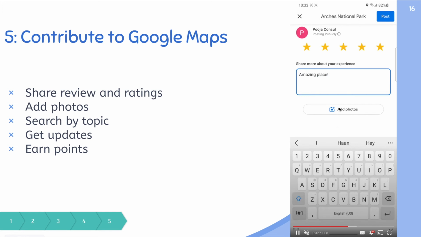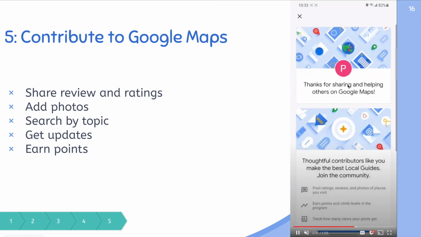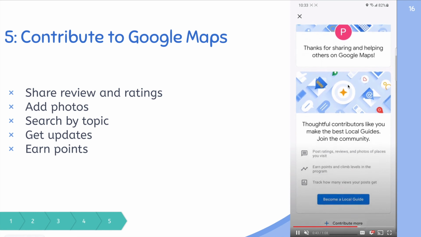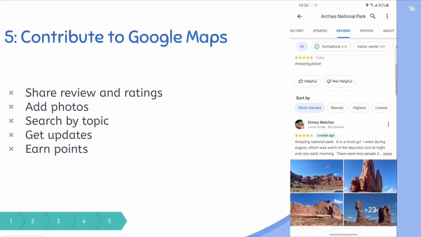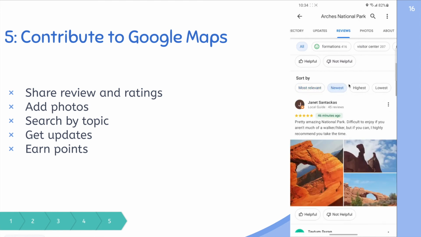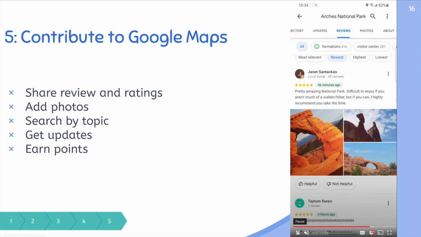तो मैंने एक review छोड़ दिया इसके लिए, 5-star rating and amazing place. Now this review is posted and anyone can see that I've posted this review. They can read this review and you make a contribution to that place. You make a contribution to Google Maps. You can also select like specialized topics. तो जैसे newest review क्या है, highest lowest review क्या है.